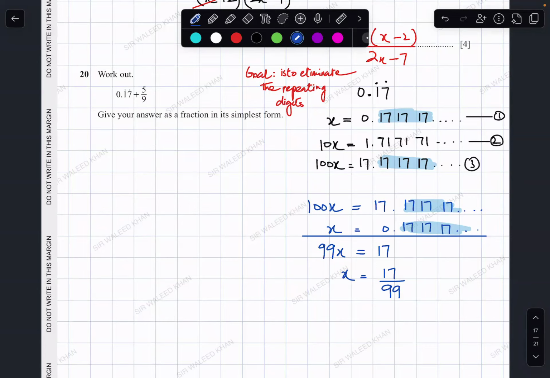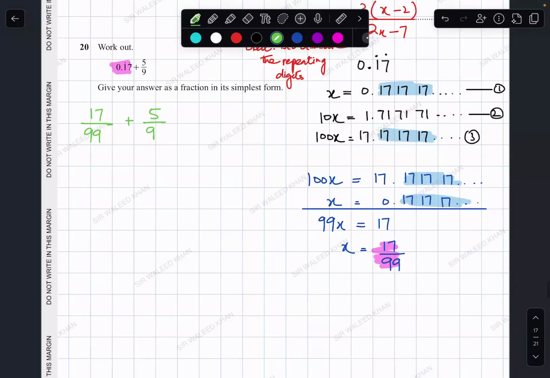Okay. So now in place of 0.17 recurring, I can just use this fraction. This will be 17 over 99 plus 5 by 9. Now to make the denominator common, the least common multiple, I have to multiply this with 11. So I have to multiply the numerator with 11 as well. So 17 plus 55. This will be 72 over 99.